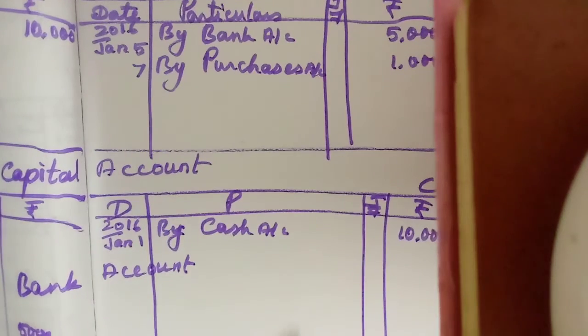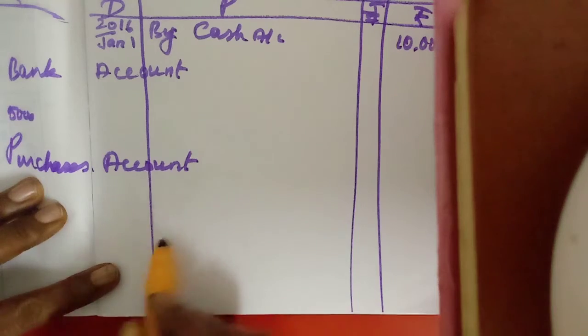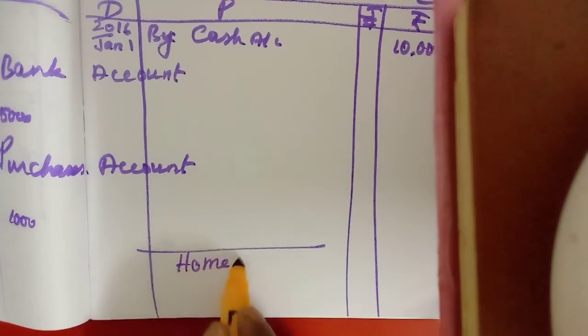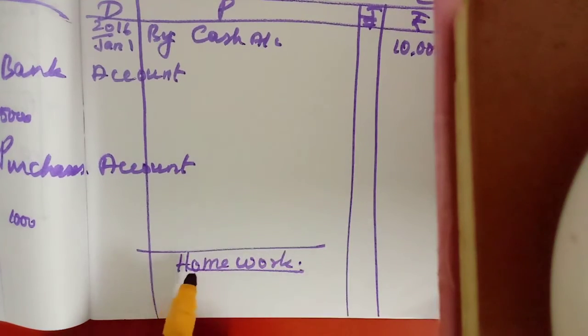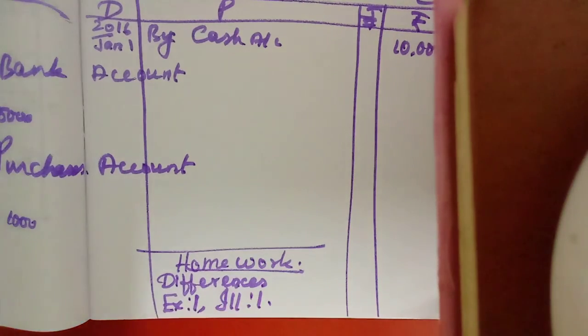Okay students, you might have understood. So you learn the homework for you: differences, and exercise 1, illustration 1. These three you have to do. Okay students, thank you very much.